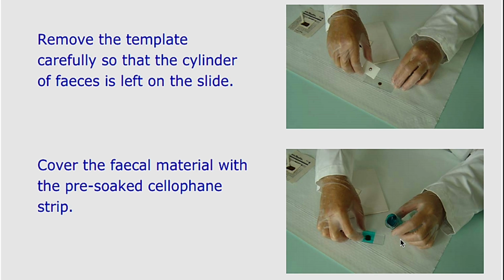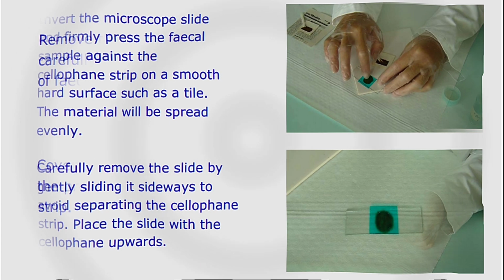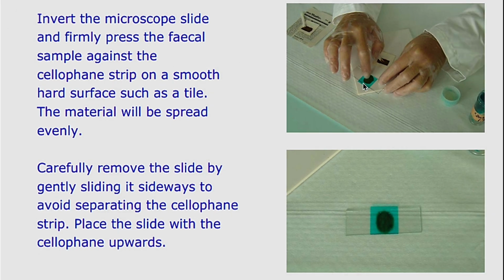And of course, you have to cover the fecal material with pre-soaked cellophane, the cellophane that you soaked in the glycerin solution. That cellophane will serve as a cover slip for the specimen. And of course, you press firmly by inverting the microscope slide. So invert the microscope slide and firmly press the fecal sample against the cellophane strip on a smooth, hard surface such as a tile, so the material will be spread evenly.